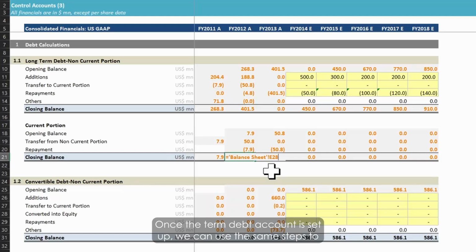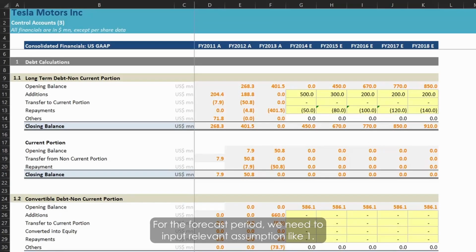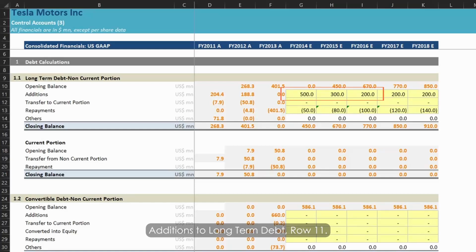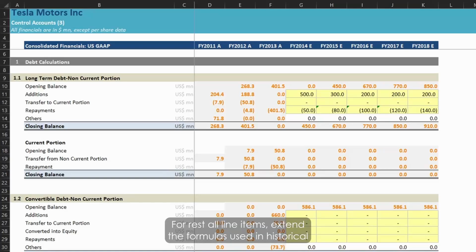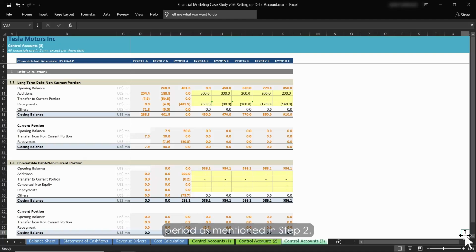Once the term debt account is set up, we can use the same steps to set up the convertible debt account. For the forecast period, we need to input relevant assumptions like 1. Additions to long-term debt, row 11. 2. Transfer to current portion, row 12. 3. Repayment of long-term debt, over and above transferred to current portion. For rest all line items, extend the formulas used in historical period as mentioned in Step 2.